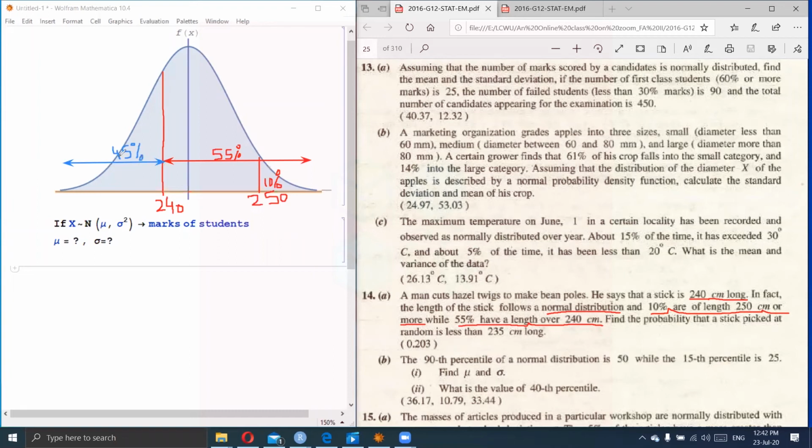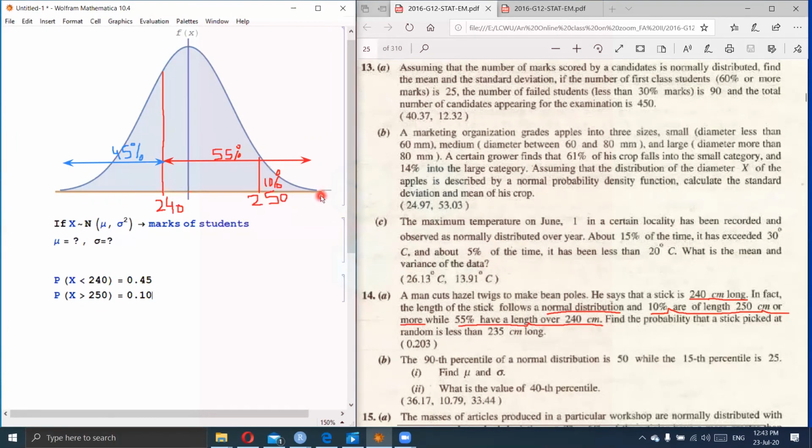So using this information, we can write here the two equations. First one in which probability X less than 240 is 0.45, and other is probability X greater than 250 is 0.10. So using these two equations, we can find the values of mu and sigma.